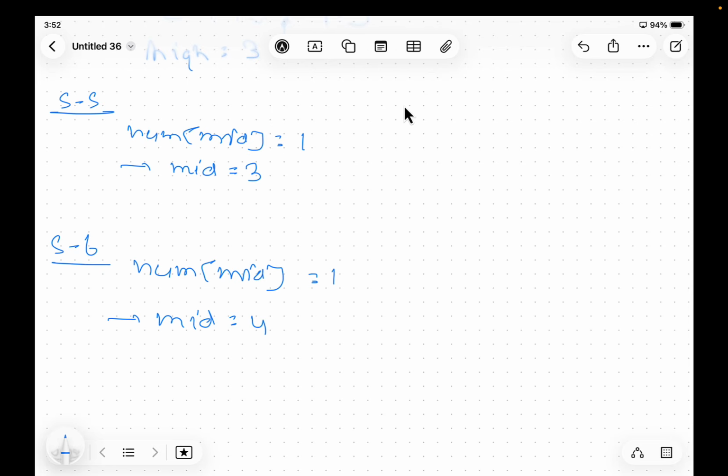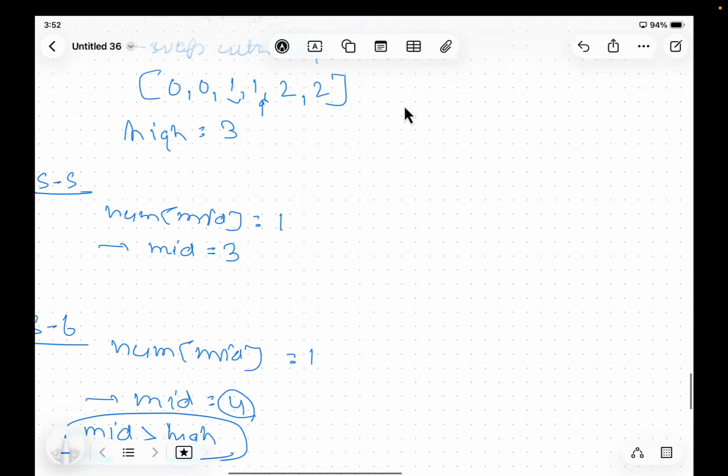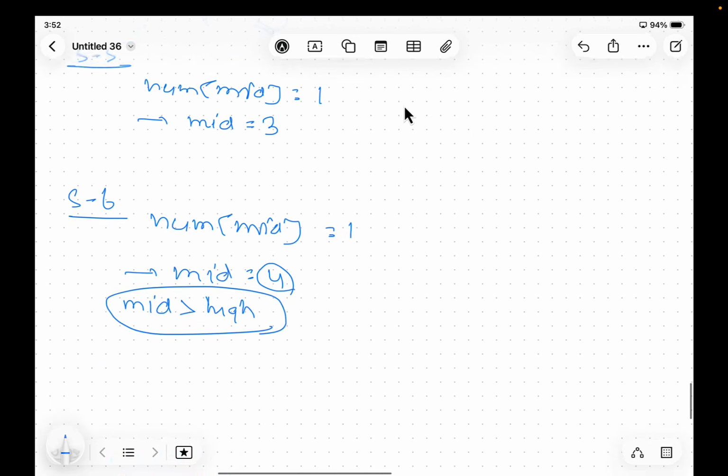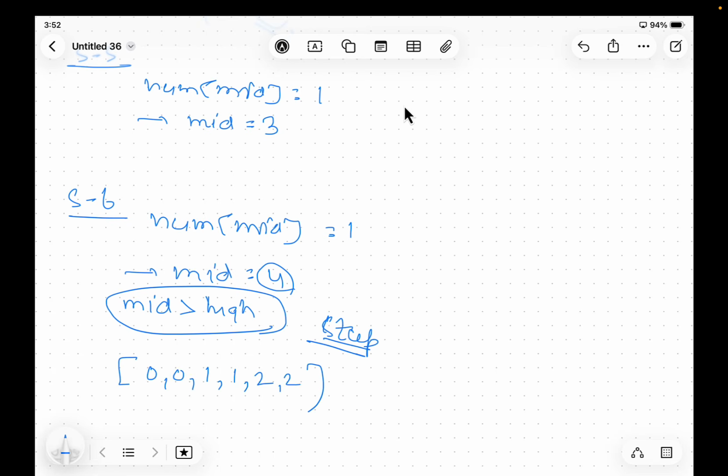Correct. Now, when you get the mid 4, your condition is that mid must not be greater than high. Okay, so this condition is going to be broken, right? Now mid became 4 and high was 3. So this condition is going to be broken, right? So our loop is going to stop here. So the final result is 0, 0, 1, 1, 2, 2. So you have categorized all these numbers into 0, 1 and 2, and this is the Dutch National Flag problem, because 0 belongs to red, this belongs to white, and this belongs to blue.